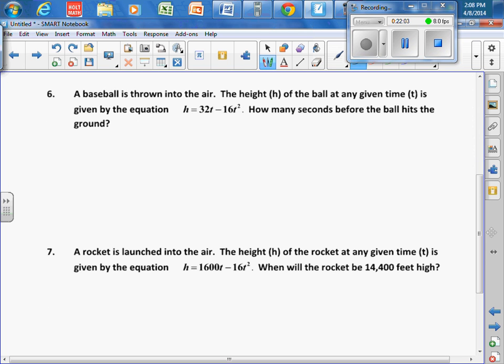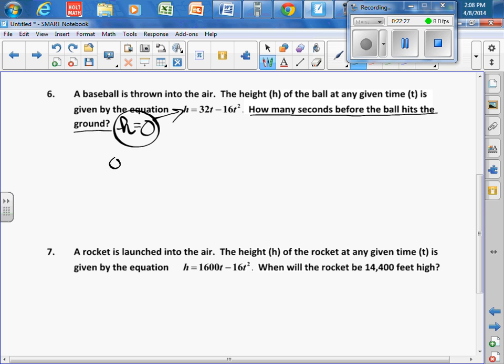As for number 6, a baseball is thrown into the air. The height of the ball at any given time t is given by the equation 32t minus 16t squared. How many seconds before the ball hits the ground? Again, when it hits the ground, what's the height equal to? 0. So we're going to put that in here for the height.